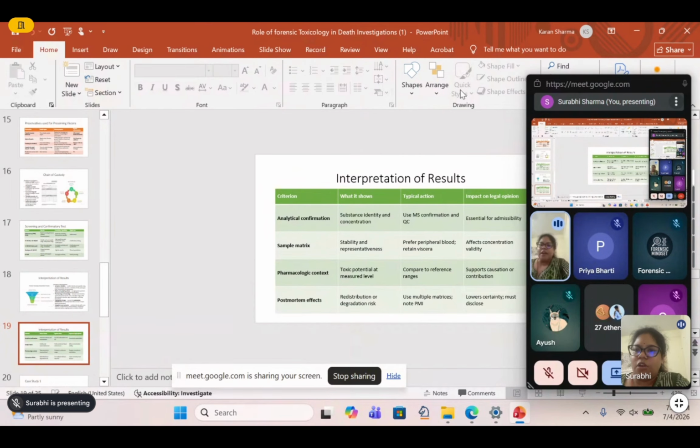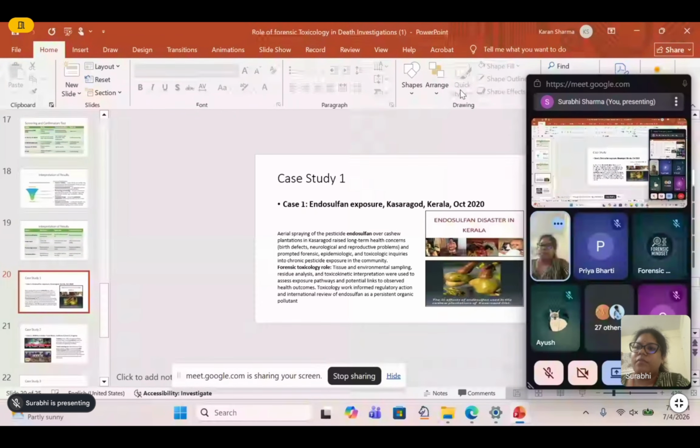We have analytical confirmation, in which it shows about the substance identity, concentration, sample metrics, in which it shows stability and representativeness. Pharmacological context, that means the toxic potential of a particular drug or poison used. And the postmortem effect, that means a redistribution of degradation risk.